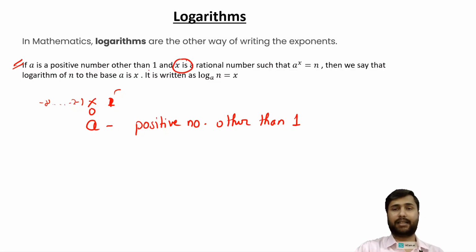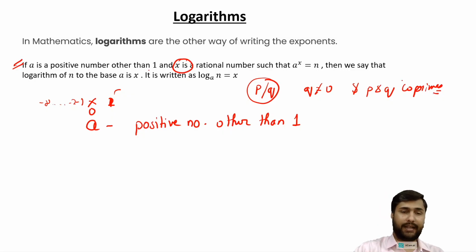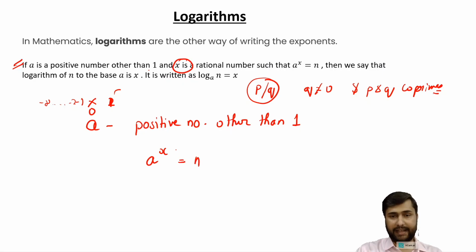And x is a rational number. We know what a rational number is: a number which can be written in the form p by q, where q is not equal to 0 and both p and q are co-primes. So a is a positive number other than 1, and x is a rational number such that a to the power x is equal to n. Then we can say that the logarithm of n to the base a is equal to x.